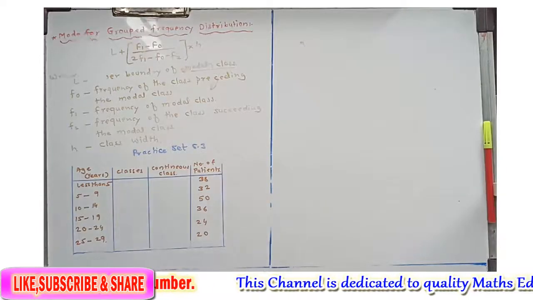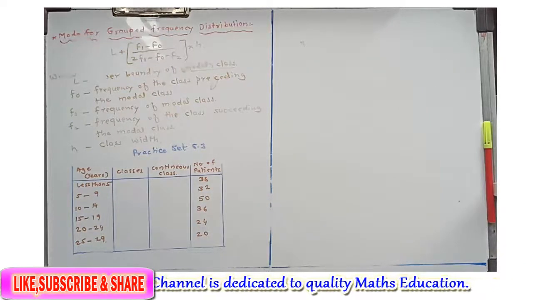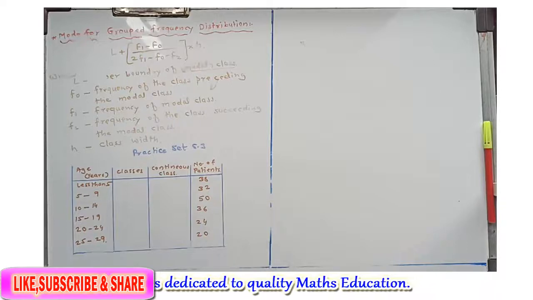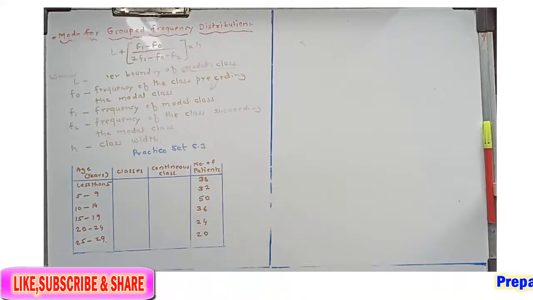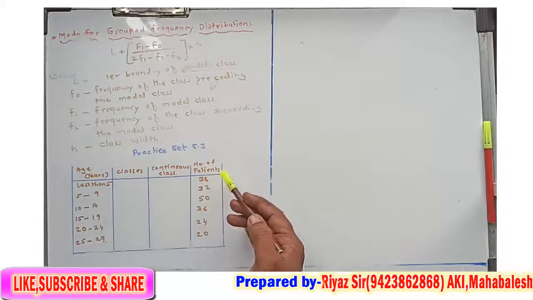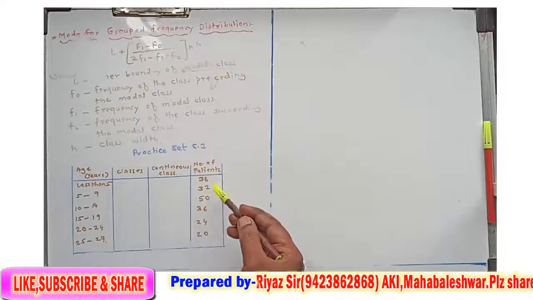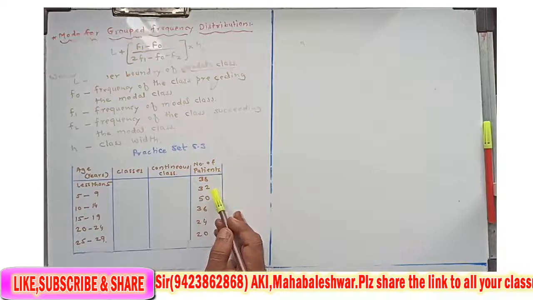Now the second example from practice set 6.3 is like this. The following frequency distribution table gives the ages of 200 patients treated in a hospital in a week. Find the mode of ages of the patients. Okay, so here age is given less than 5, 5 to 9, 10 to 14, 15 to 19, 20 to 24, and 25 to 29, and number of patients are given. This example is different from the first one. Number of patients 38, 32, 50, 36, 24, and 20.